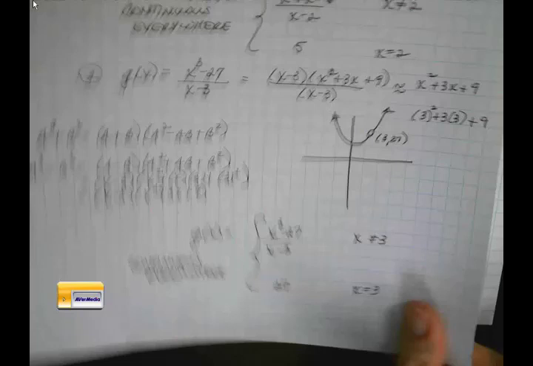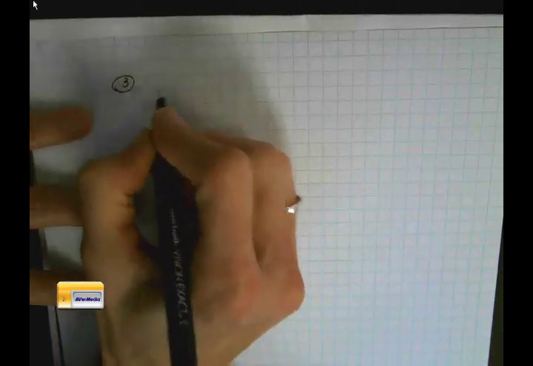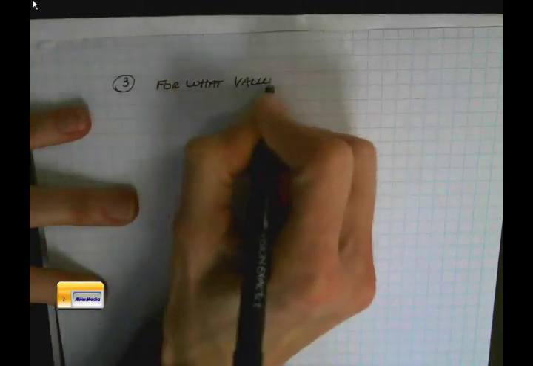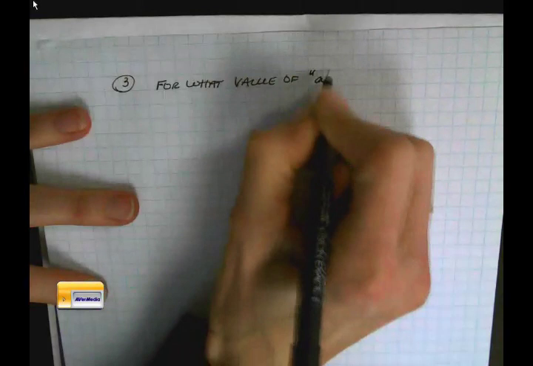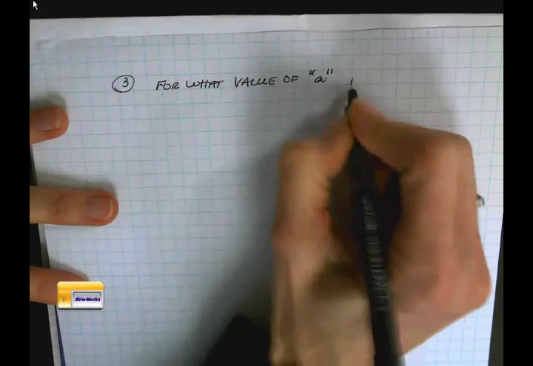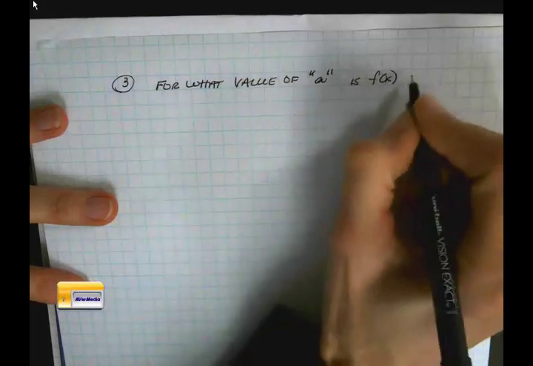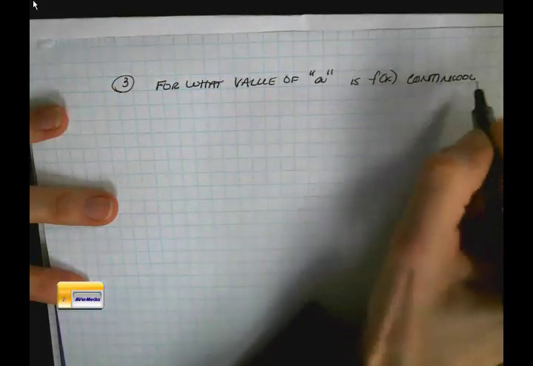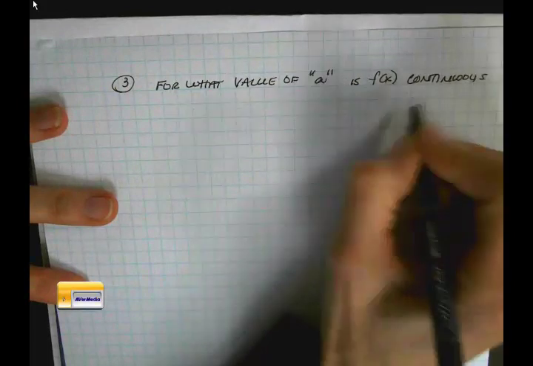Okay, so this next one's fun. But you got to be thinking. Okay, so here's the question. For what value of A is f of x continuous? Oh man, I messed up. They were continuous, whatever, everywhere.